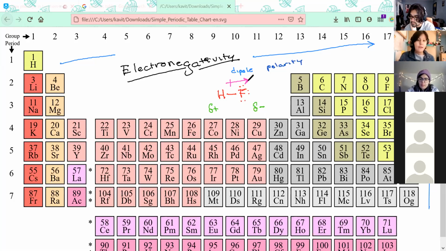But why is that? Because it has more electrons close to it. Exactly right. So it increases from left to right. Yeah, so that's what electronegativity is. It's relative to whatever atoms are bonded to one another. So fluorine is, as we've already seen, one of the most electronegative elements.